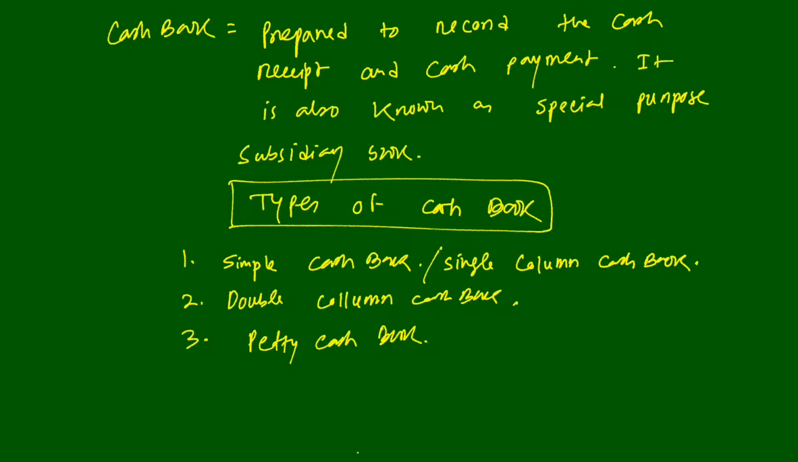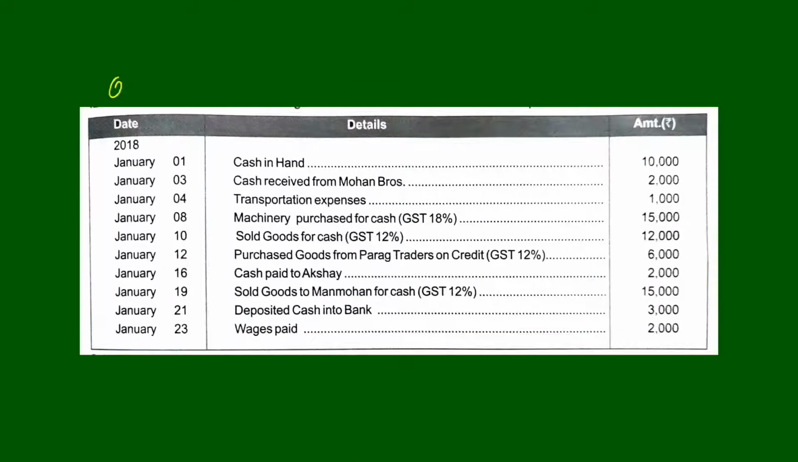And in today's class I am going to discuss simple cash book or single column cash book. In the simple cash book, only cash receipts and cash payments are recorded. I repeat, only cash receipts and cash payments are recorded in the single column cash book. Now I am going to share one question regarding the single column cash book.